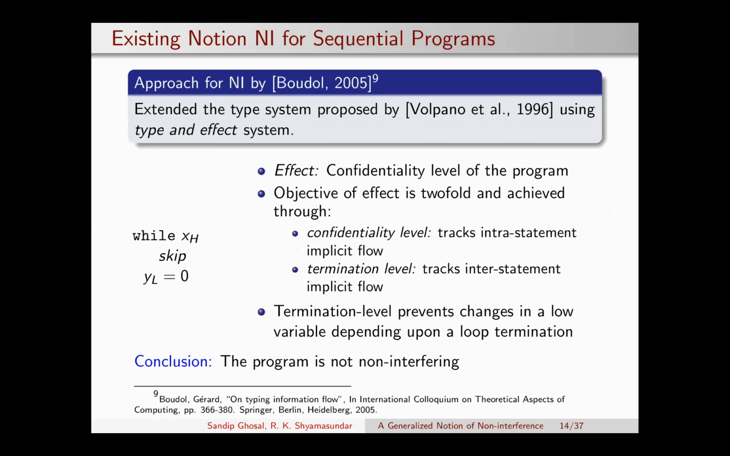Next, Boudol in 2005 extended the type system proposed by Volpano, and he introduced a type and effect system. The effect system comprises two levels: confidentiality level and termination level. Confidentiality level tracks intra-statement implicit flow, whereas termination level tracks inter-statement implicit flow. This kind of program where information is leaked by termination channel can be prevented through this particular interpretation of non-interference.